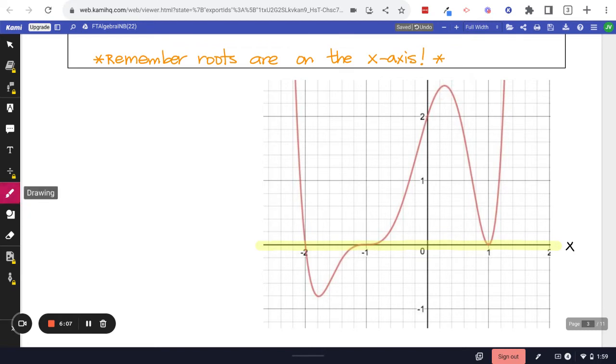Okay? So as we read this, one of our answers, the roots, one of them is at -2. That's this spot right here, because there's a spot right there on the x-axis. One of them is at -1.